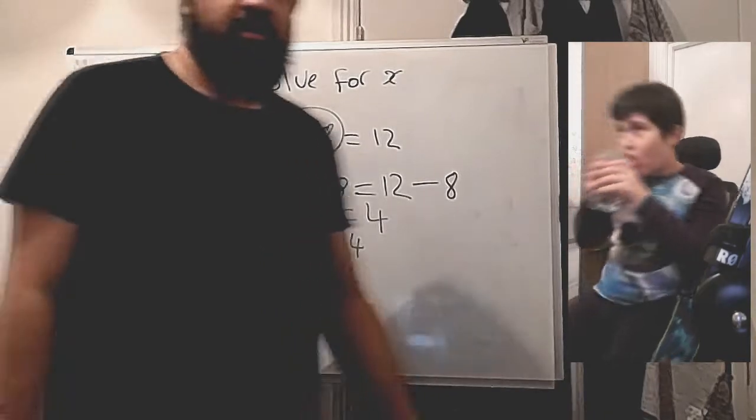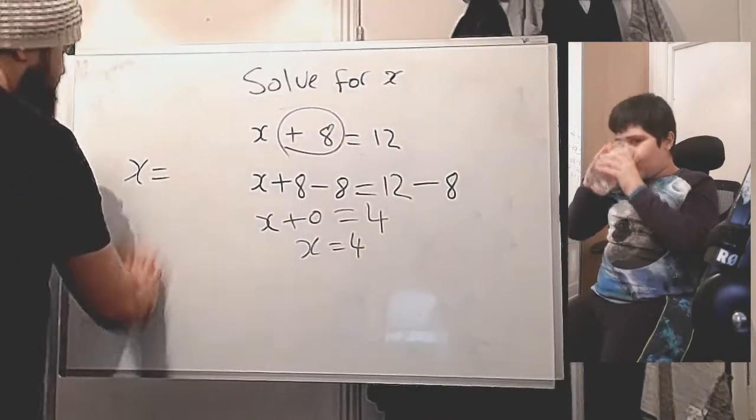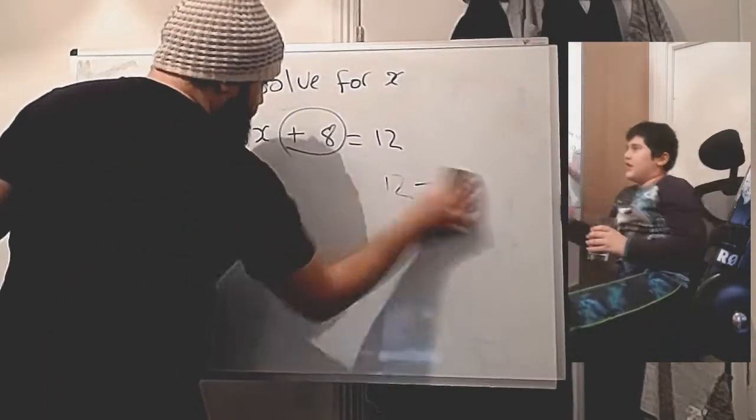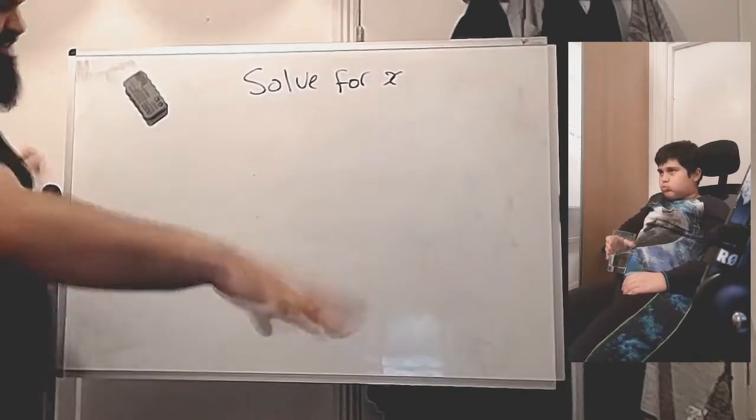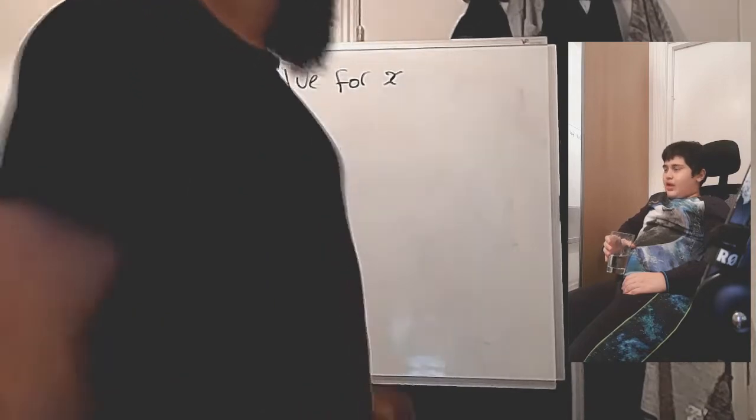Now, let's do a few examples of this, of course. 23 minutes. 24 now. Okay, watch this. Don't read out the time stamp, baby. Don't worry. So solve for x.